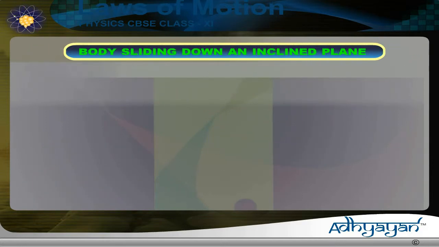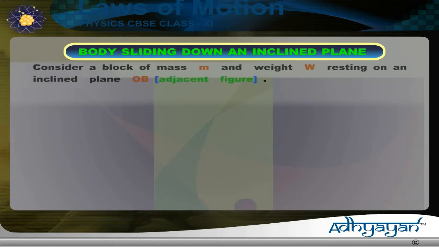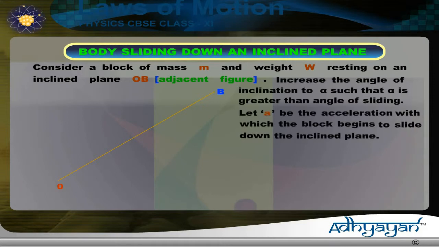Body sliding down an inclined plane. Consider a block of mass m and weight W resting on an inclined plane OB in the figure. Increase the angle of inclination to alpha such that alpha is greater than the angle of sliding. Let a be the acceleration with which the block begins to slide down the inclined plane.